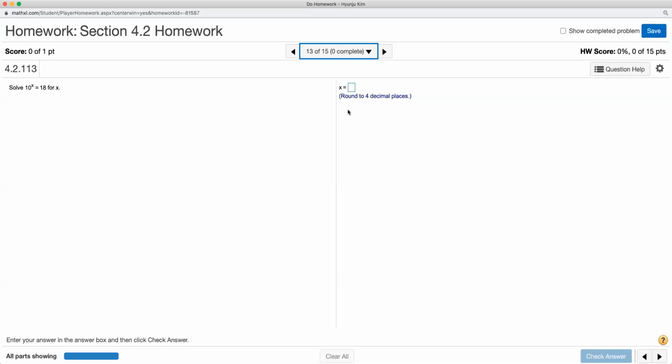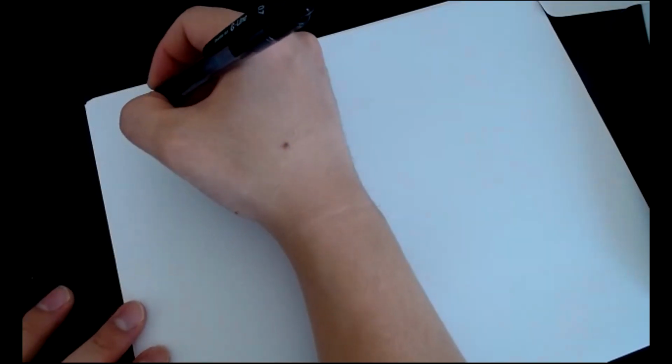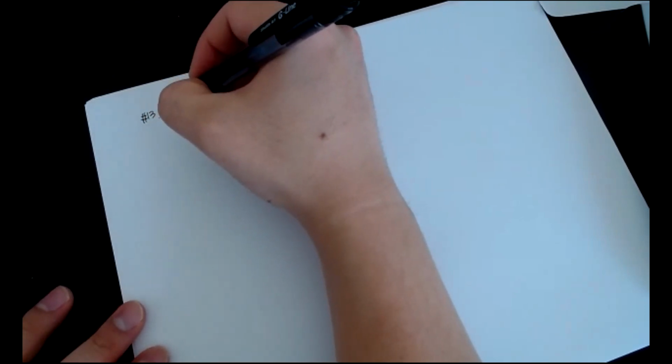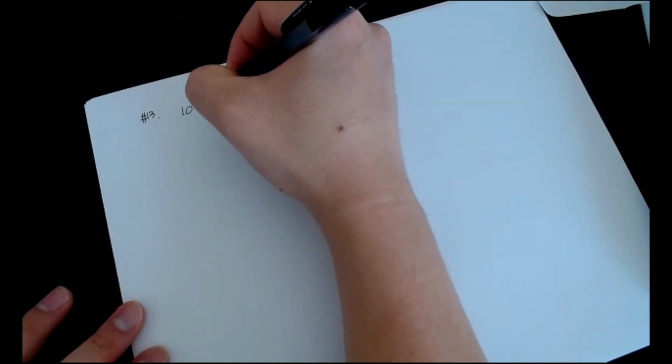So next one is number 10. Solve 10 to the x power is equal to 18. You see, this is similar to problem number 14, right? So let me just solve the problem using the second method. Okay, so this is problem number 13. 10 to the x is equal to 18.